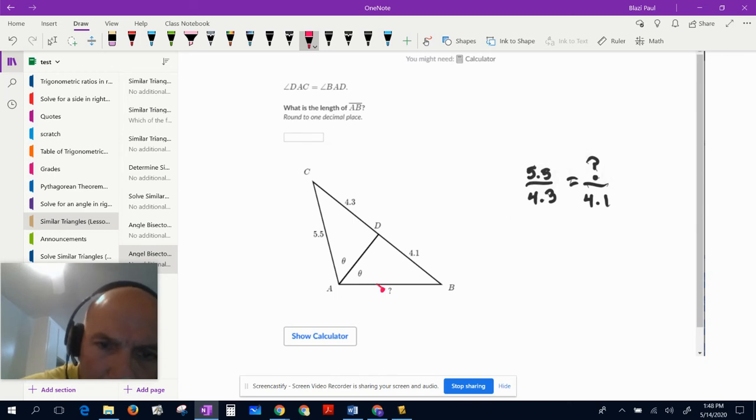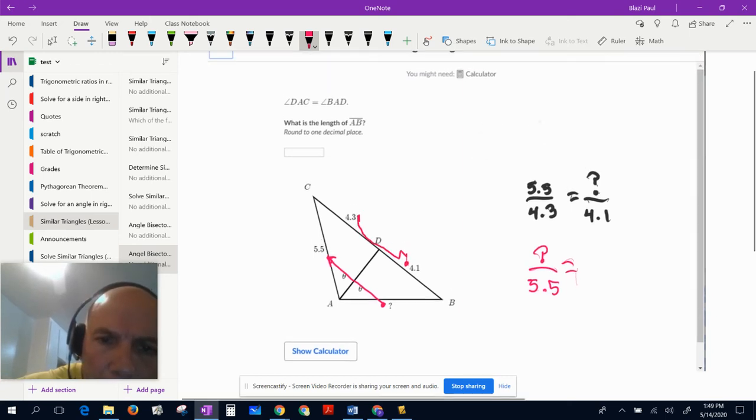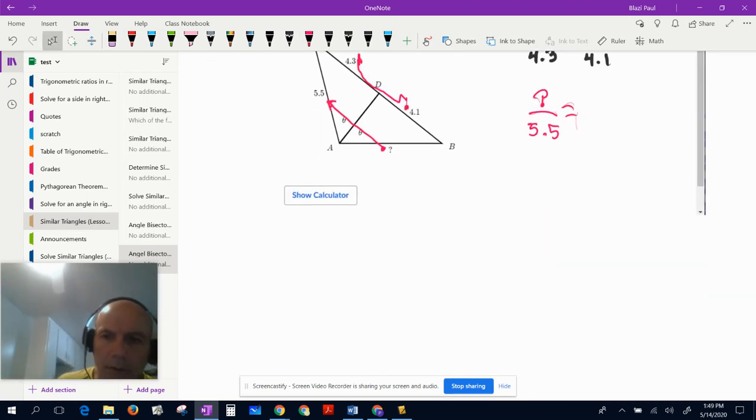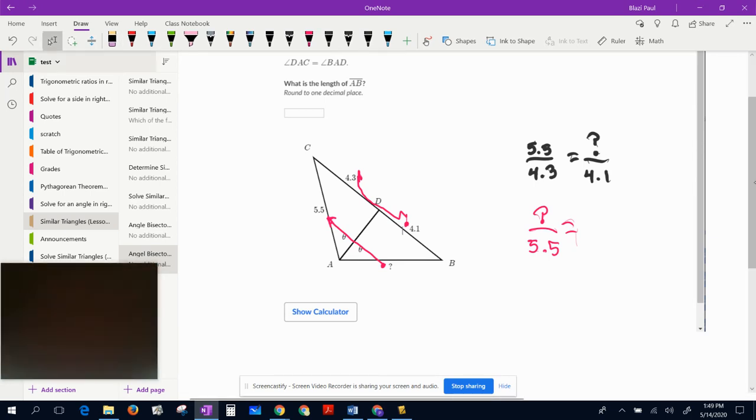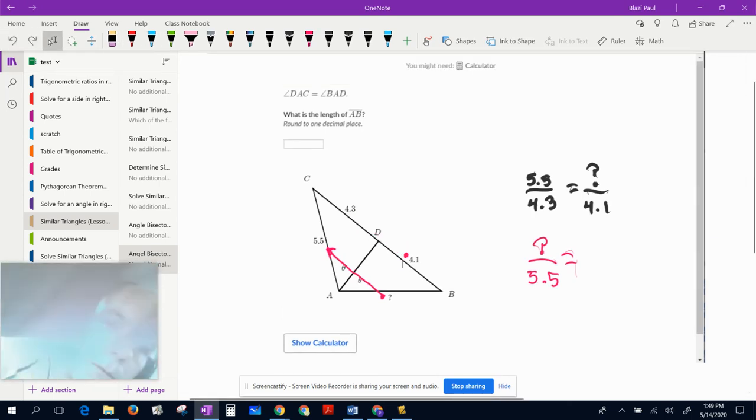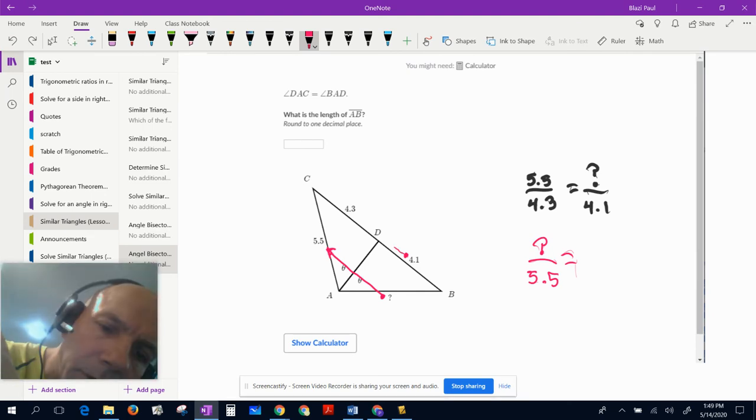Question mark is to 5.5 as 4.1 is to 4.3.